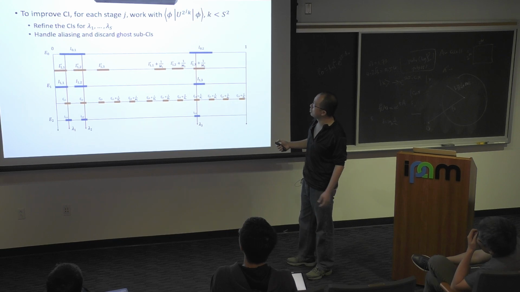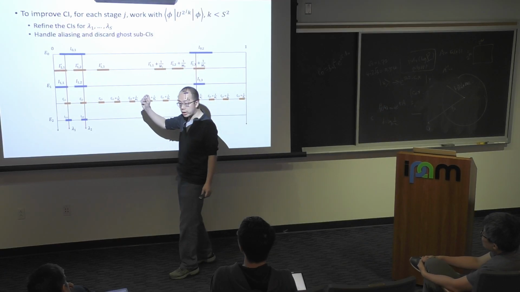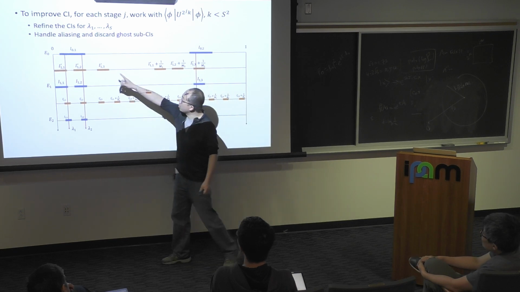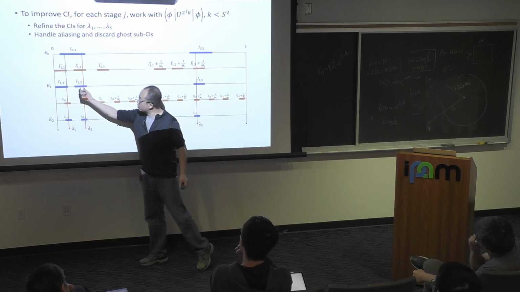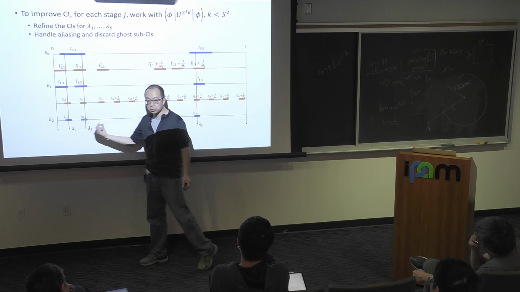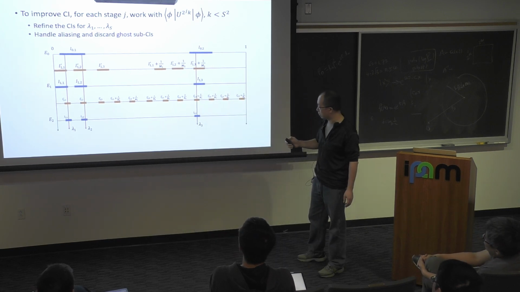So at every stage j, we refine the confidence interval and discard these ghost subintervals. Instead of running just U to the power 2 to the power j, we have to run it for different 2 to the power j times k. Now the algorithm is essentially the same idea. Here we have 3 eigenvalues. Initially, if the eigenvalues are too close to each other, we cannot separate them. So at the beginning, we have 2 confidence intervals. But once you start refining, once the confidence interval is smaller than the gap, it automatically splits into multiple confidence intervals. At the end, we discover these 3 confidence intervals for these 3 eigenvalues.